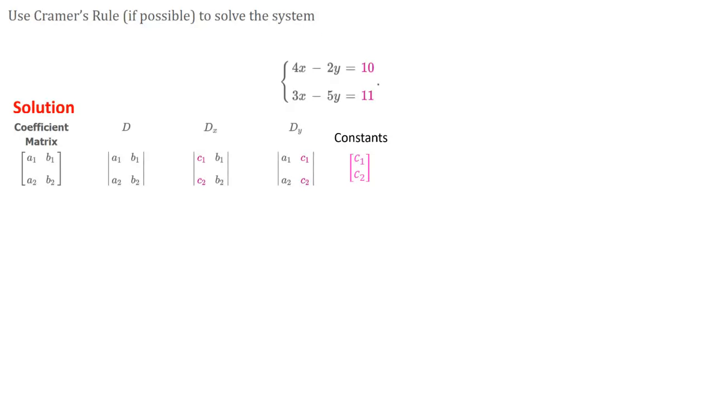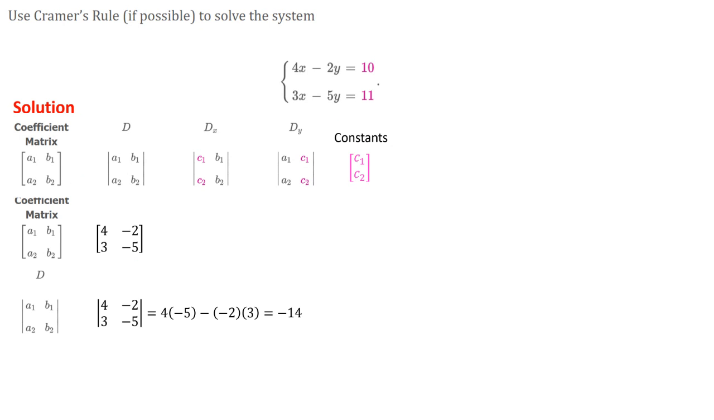So for example, if I have this matrix, I would get my coefficient matrix, and I need all this information. So I'm going to write them here. My coefficient matrix is 4, -2, 3, and -5. And then for D, I'm going to find the determinant. So it's 4 times -5 minus -2 times 3, and it gives me -14.